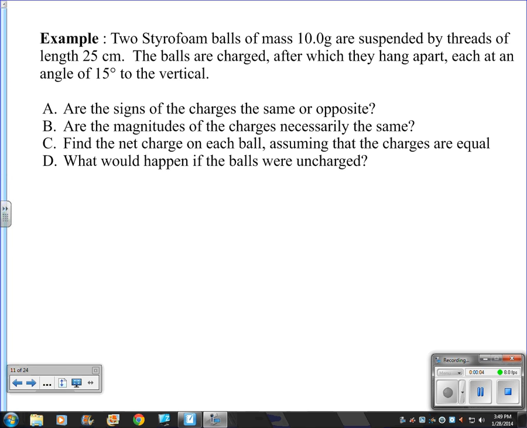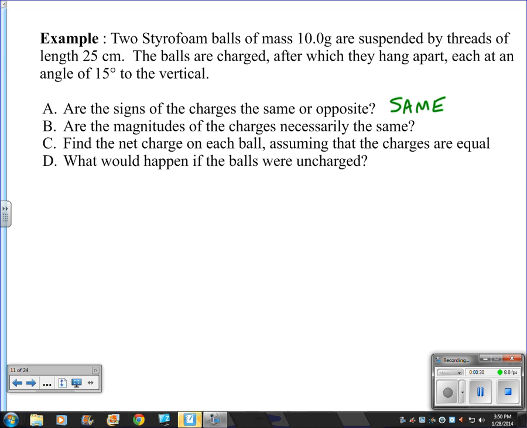Here's another example for section 17.2. Two styrofoam balls of mass 10 grams are suspended by threads of length 25 centimeters. The balls are charged, after which they hang apart, each at an angle of 15 degrees to the vertical. Question A, are the signs of the charges the same or opposite? Well, since they're repelling each other, we would say that the signs are the same.